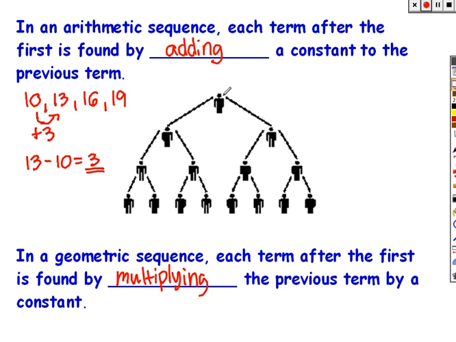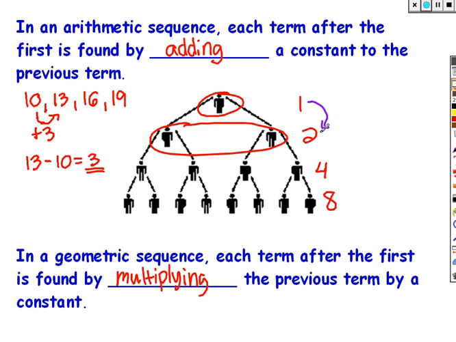So if I actually look up here, the first row has one person, the second row is 2, the third row has 4 people, the fourth row has 8 people. This sequence would actually be a geometric sequence, because to get from the previous row to the next row, I'm multiplying each time by 2. This is what's called a constant ratio, because if I take any term and divide it by the previous term, or if I find that ratio, which means divide, that's how I get that multiplier of 2.